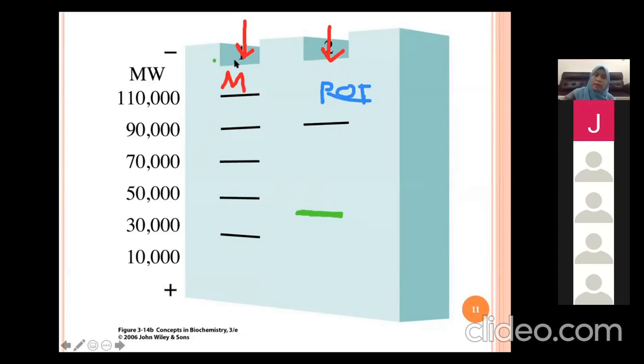We have this well, where we load the protein. This gel will have 10 wells. So you can run the first well with a marker, the second well with your protein of interest, the third well with your crude protein, a mixture of unpurified protein. The fourth one may be the control or whatever you want to run, because you will have 10 wells.